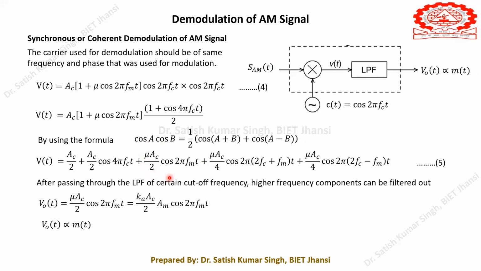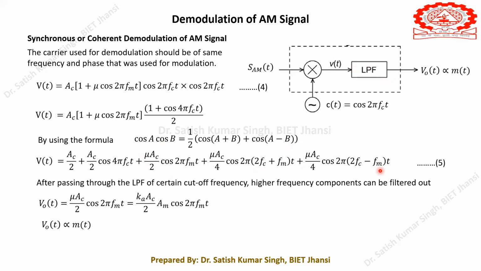So how do we do that? How do we remove these terms? The answer is we have to use a low pass filter. Why are we going to choose a low pass filter? Because we know that all the rest of the frequency components, if you observe, are at 2fc, 2fc plus fm, and 2fc minus fm.